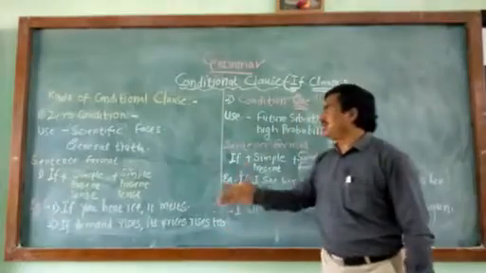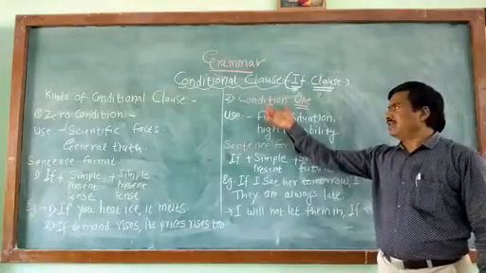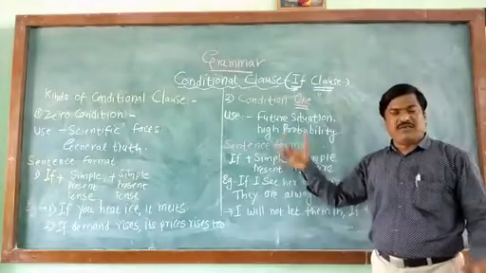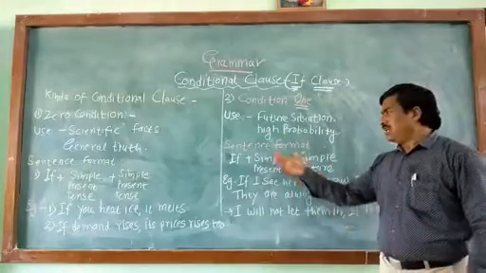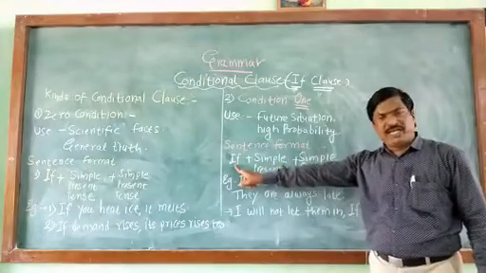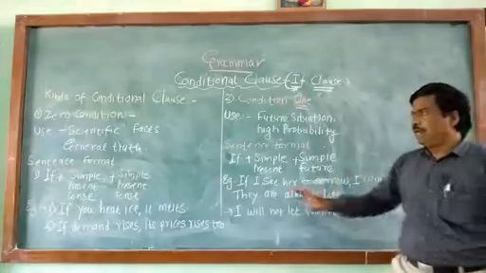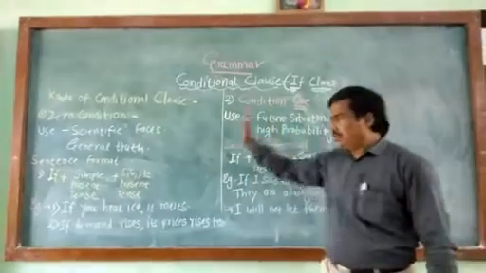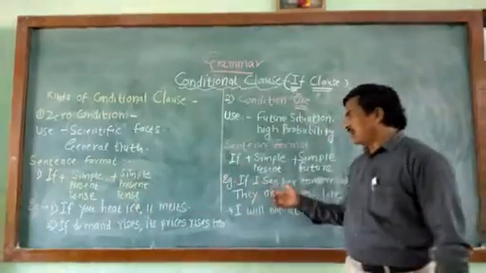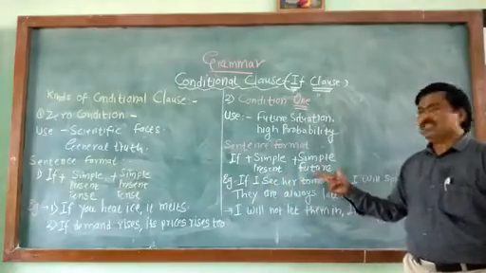Now dear students, we will turn over to the second kind, that is condition 1. Condition 1 is used to express a future situation or high probability, where the probability is more. The sentence format of condition 1 is: you have to use if in the beginning, if plus simple present tense, plus simple future tense. What is different in the first kind and second kind? In the first kind, we use simple present tense two times. In the second kind, we use simple present tense one time, then comma, and then simple future tense.